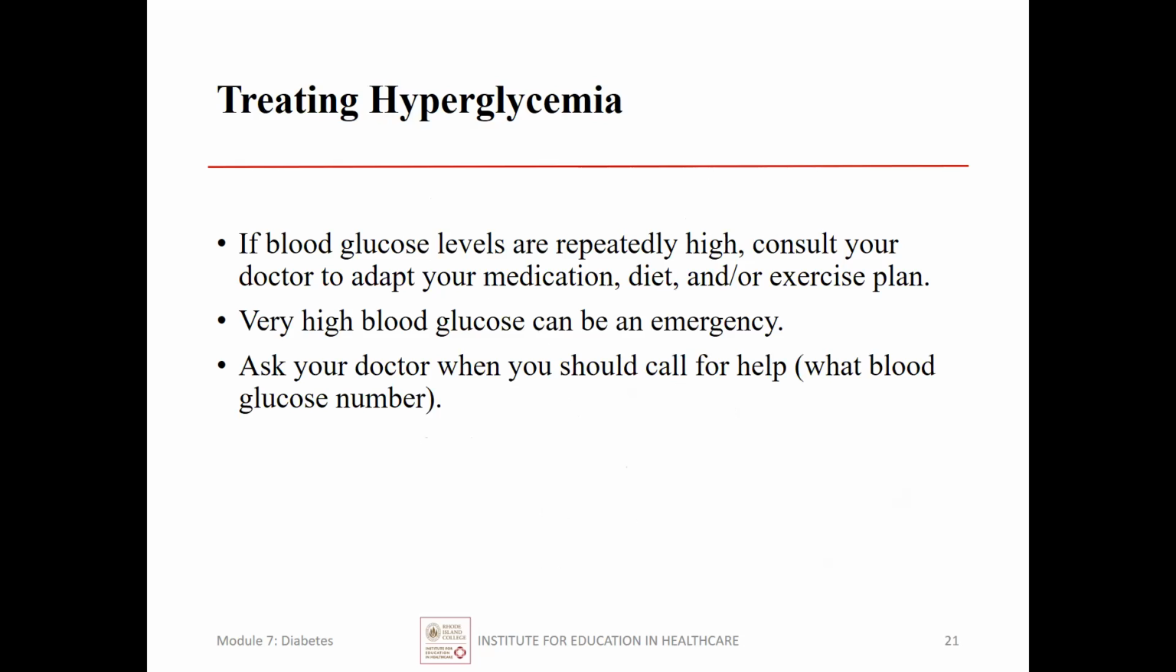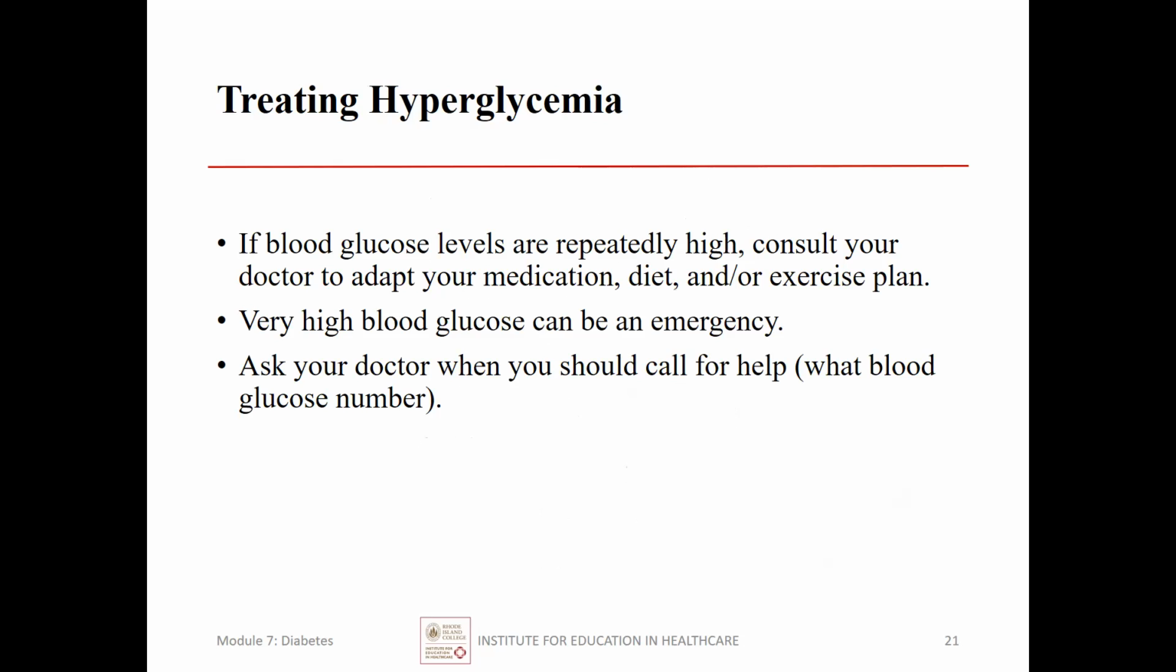Again, they're going to check their blood sugar if they feel this way. And if their blood sugar levels are repeatedly high, right? So on many days they're having high blood sugar, they need to consult their doctor to adapt their medication or their diet or their exercise plan, right? So something's not working right for them if they repeatedly have hyperglycemia, high blood glucose.